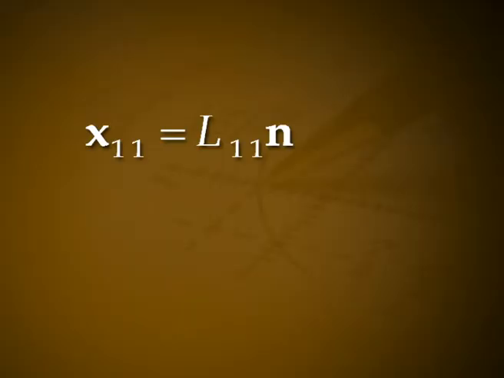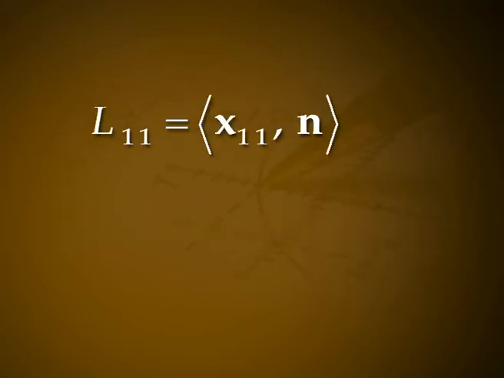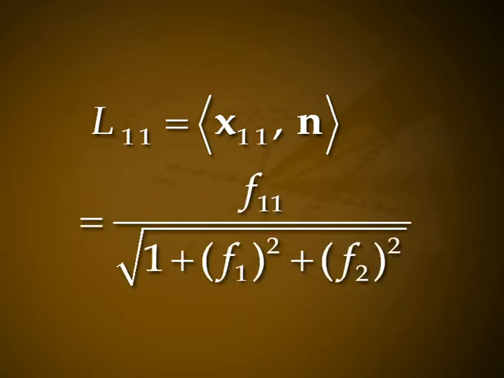By Gauss formula 8, x11 is equal to L11 n plus gamma 111 x1 plus gamma 112 x2. Thus, L11 is equal to the inner product of x11 and n, which is equal to f11 by square root of 1 plus f1 whole square plus f2 whole square.